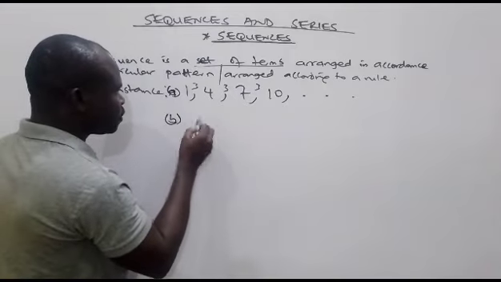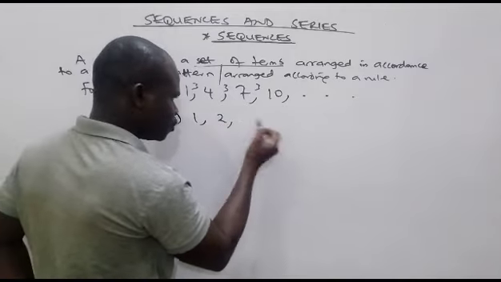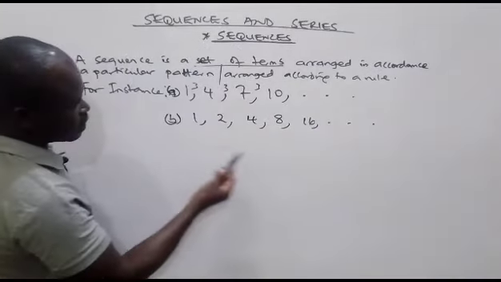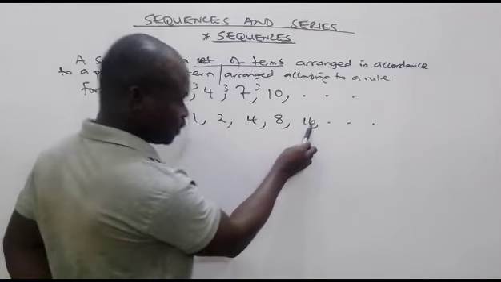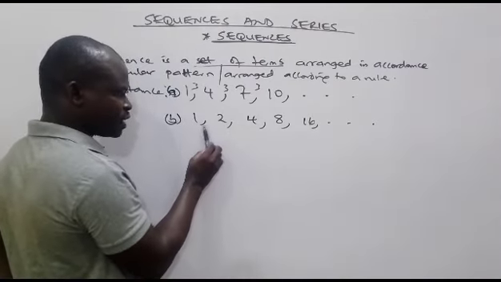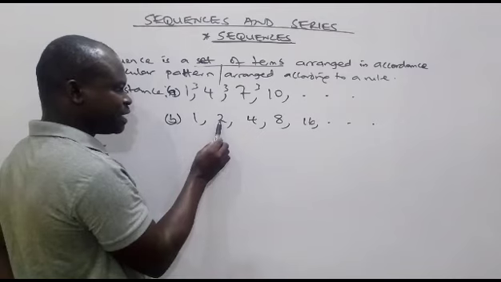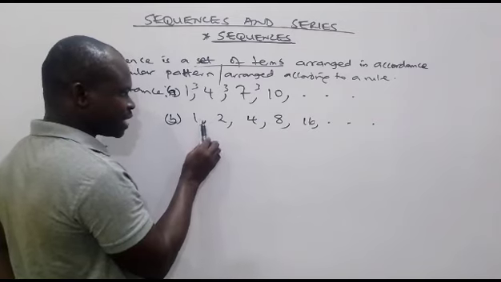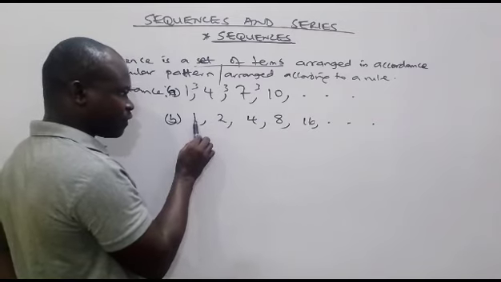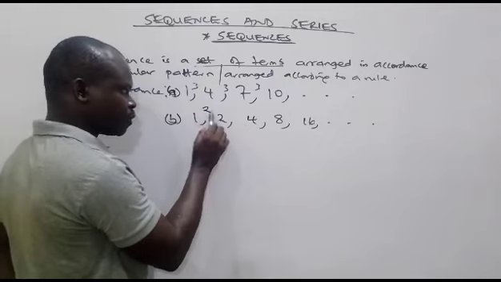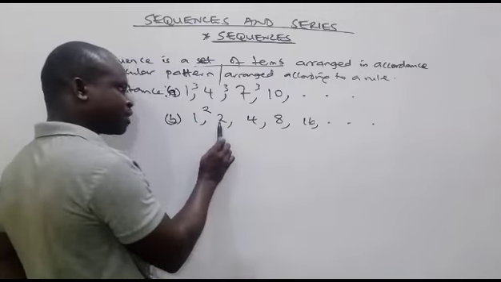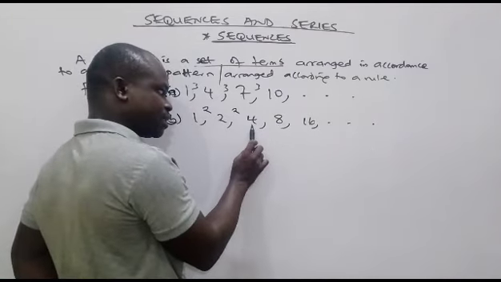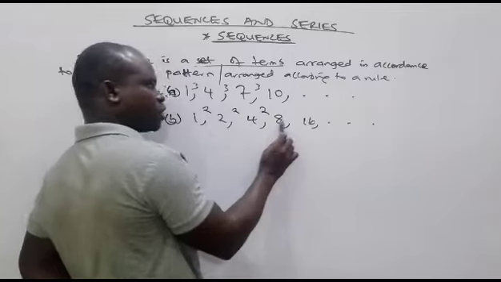Another one is when we have, let's say, 1, 2, 4, 8, 16, ... Look at this sequence. This is the first term, second, third, fourth, fifth. For us to get the difference here, the second term divided by the first term is 2. The third term divided by the second term is 2. The fourth term divided by the third term is 2. Fifth to fourth is also 2.